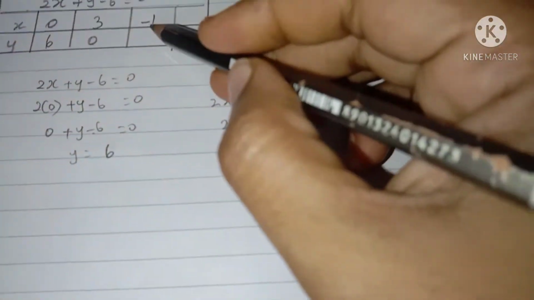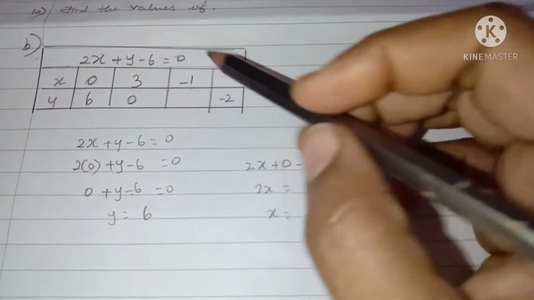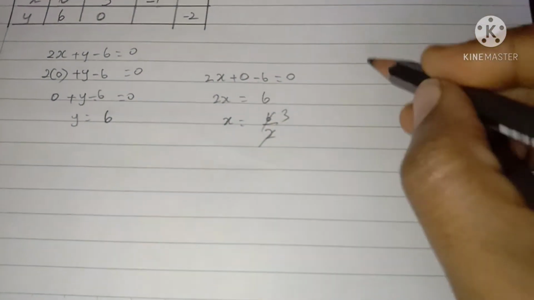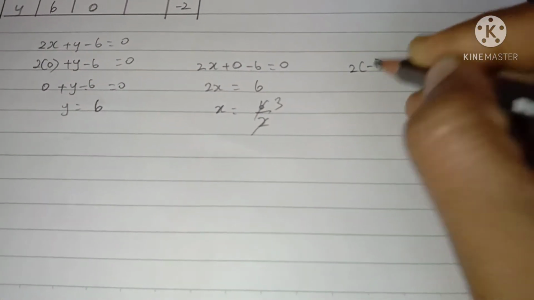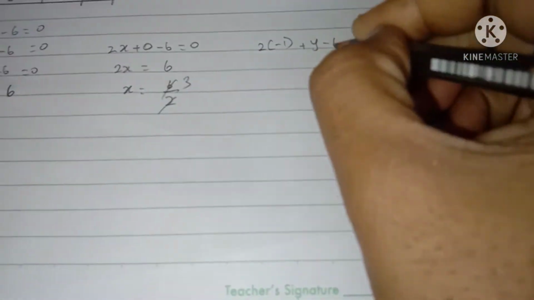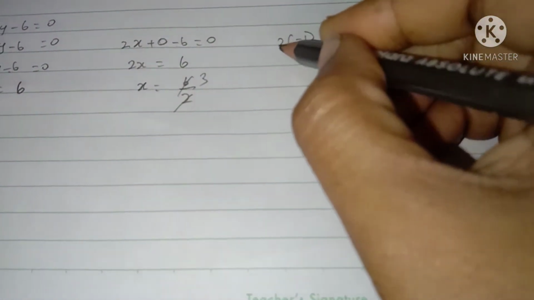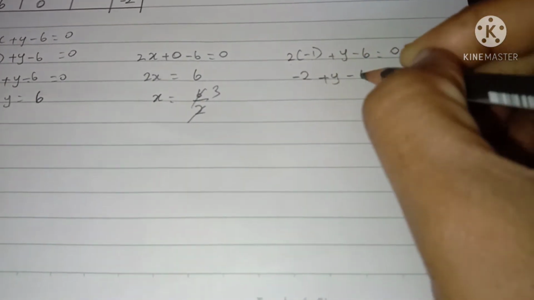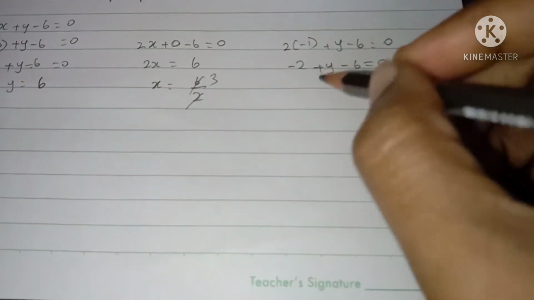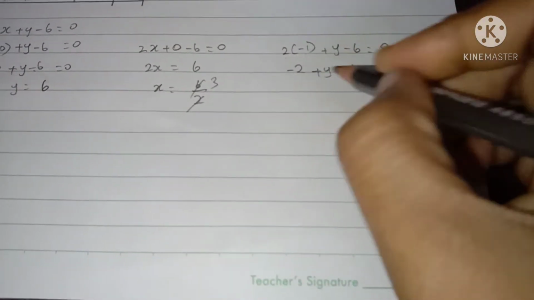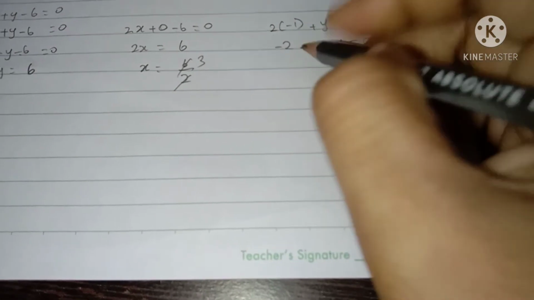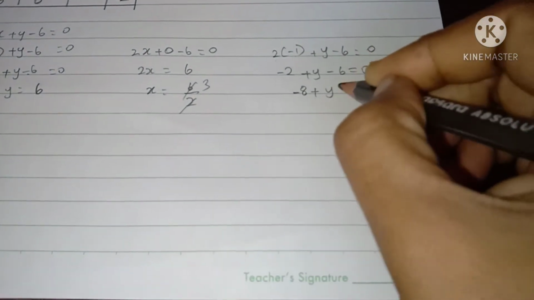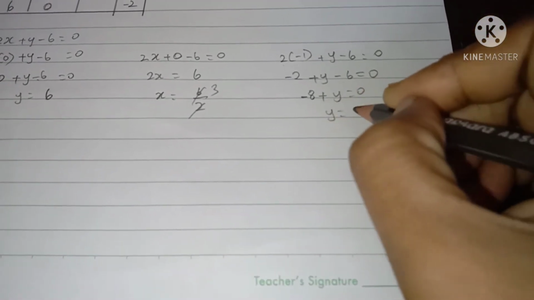And then they given the value of minus 1, that is your x value. So substitute the minus 1 in the place of x. Therefore 2 into minus 1 plus y minus 6 equal to 0. 2 into minus 1 is minus 2 plus y minus 6 equal to 0. So minus and minus means plus, and the greater number's sign. Therefore 6 plus 2 is 8 and the greater number's sign is minus. Minus 8 plus y equal to 0. Therefore y is equal to 8.